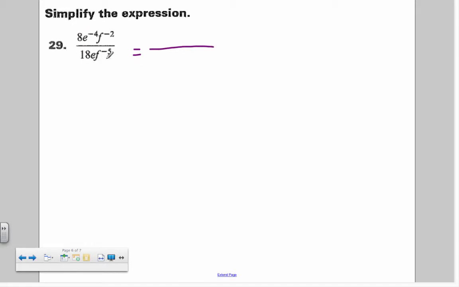Here I have 8 over 18. They're both divisible by 2. So then I would get 4 over 9. And then I just want to check again. 4 over 9, can I simplify that anymore? I can't. So then let's move on to the next variable.